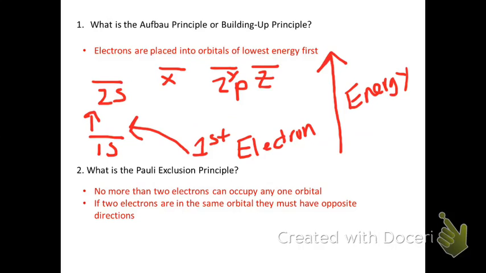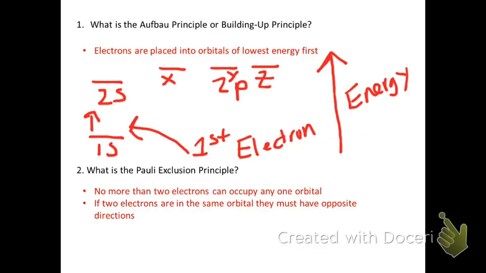Okay. Now, at this point, we're going to also include what is called the Pauli exclusion principle. And that's here at question number 2. And it says, what is the Pauli exclusion principle? Since we're on this topic, we might as well do that. The Pauli exclusion principle says that no more than 2 electrons can occupy any one orbital. So in the first orbital, the 1s orbital, we can only have a maximum of 2 electrons in there.